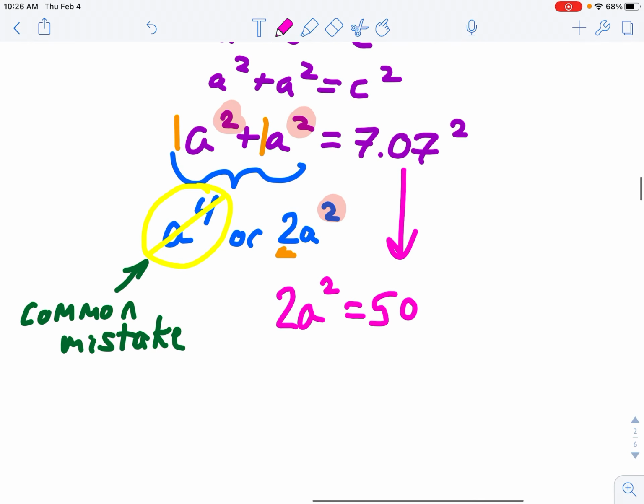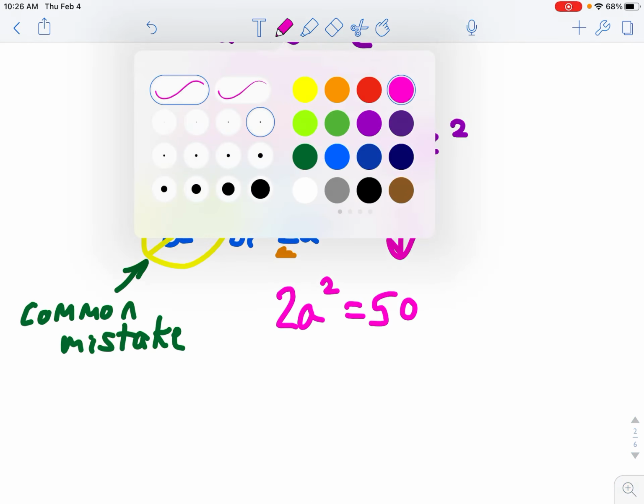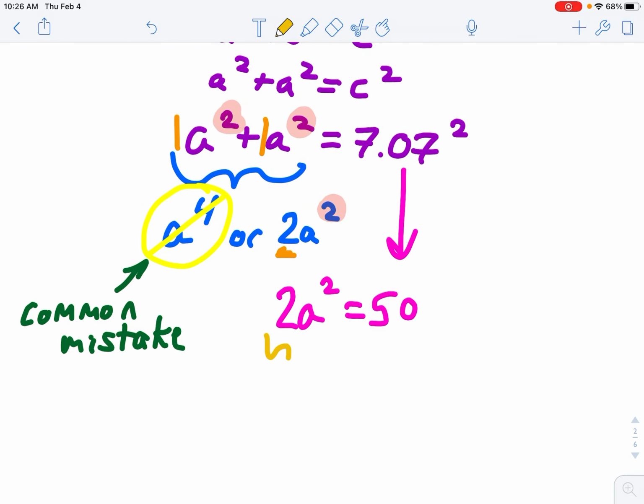All right. Now, another common mistake. Again, been doing this for a while, so I can do it in a video and already know what you guys are thinking. Do you divide by 2 first, or do you do the square root first? What do I do first?